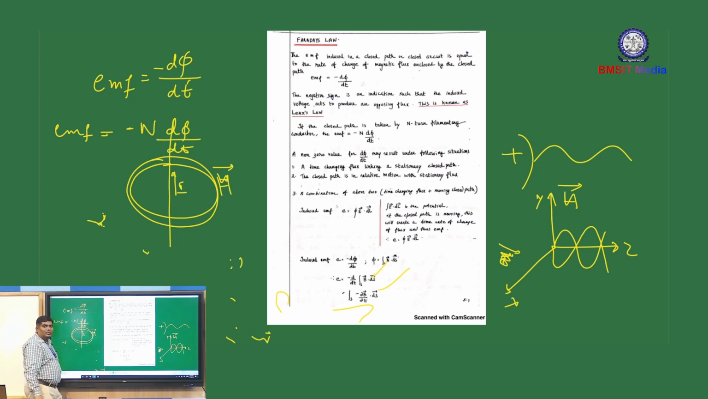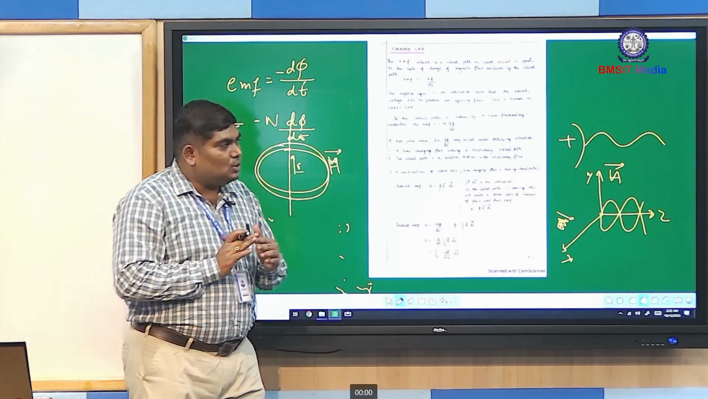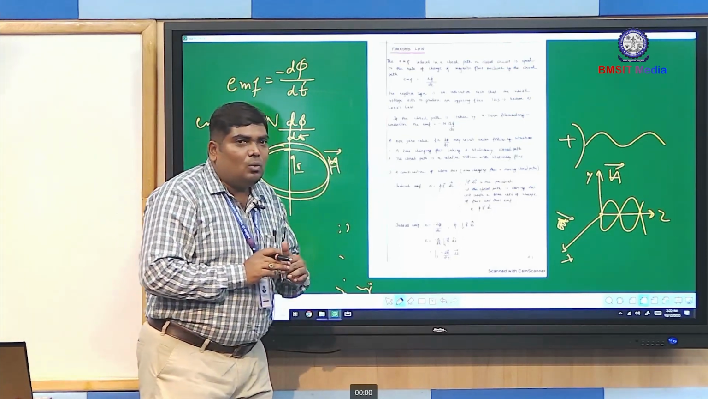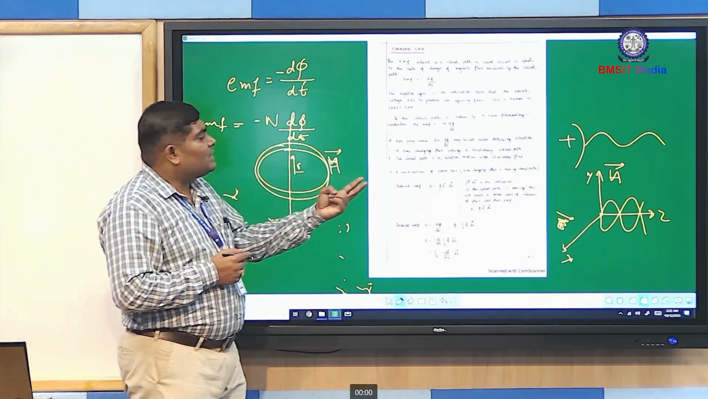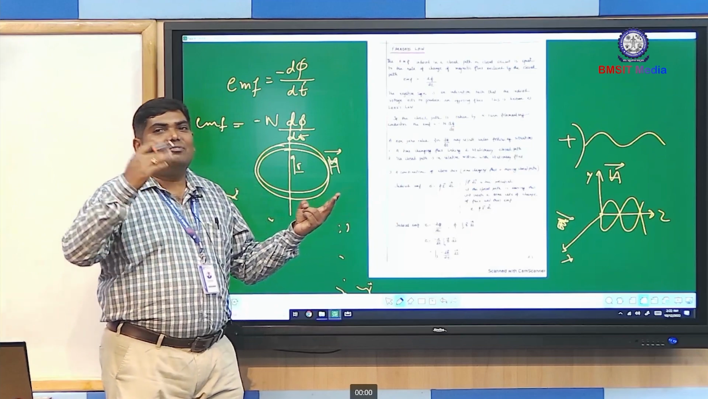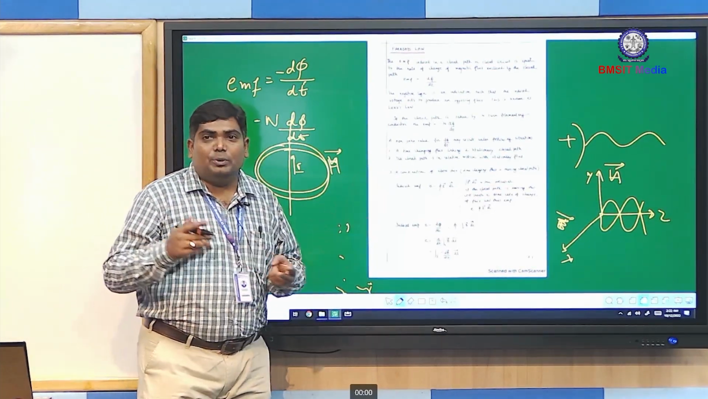d phi by dt, right? Because of n number of turns. Next, now d phi by dt, if it is a non-zero value, what are the two conditions we have to see here? There are two conditions to make d phi by dt, that is varying flux with respect to time, non-zero.